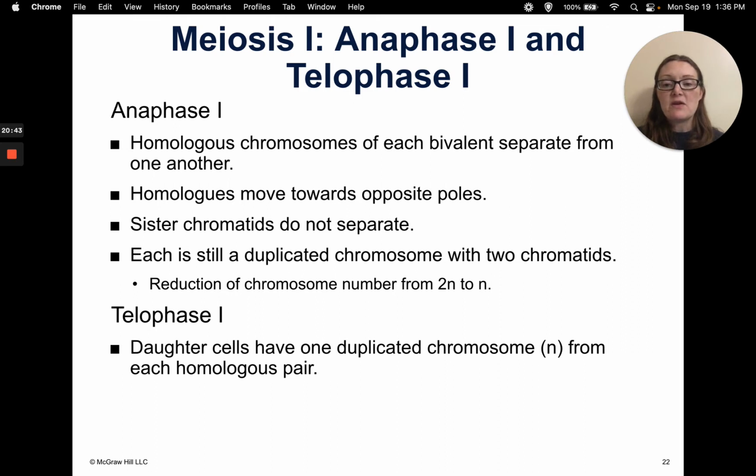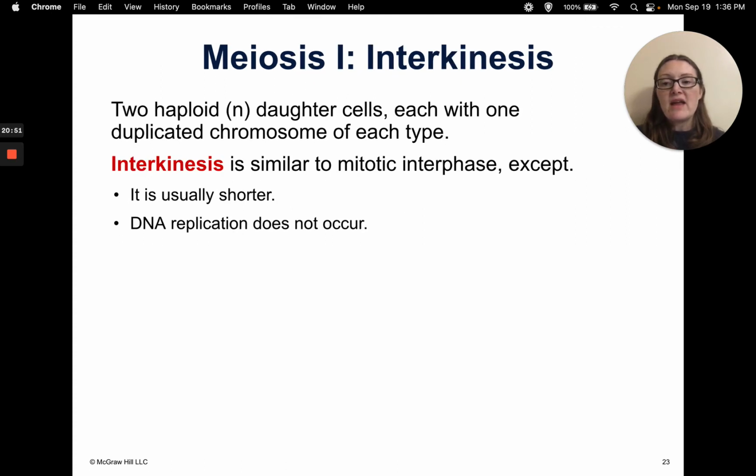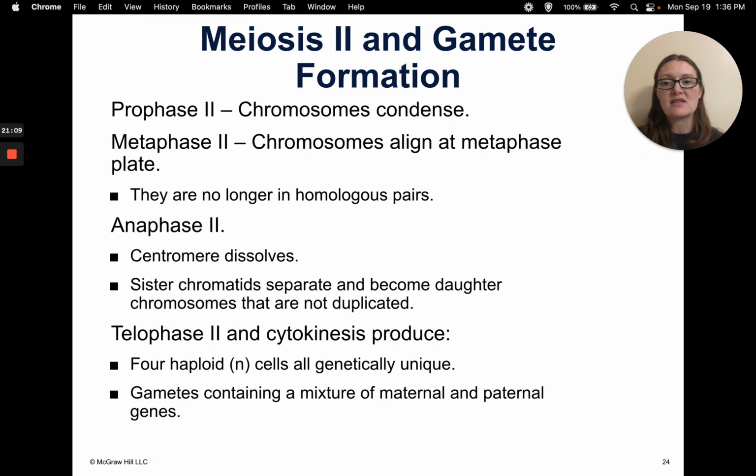We do see telophase 1 happening, where the daughter cells have 1 unduplicated chromosome from each homologous pair. Then we have interkinesis, which is similar to mitotic interphase, except it is usually shorter and the DNA replication does not occur here. This is where we now have 2 cells that are a result of 1 cell, but again, too much information, so we have to start the process again with meiosis 2. With meiosis 2, this process is similar to what we saw in mitosis, where we have prophase 2, metaphase 2, anaphase 2, and telophase and cytokinesis.